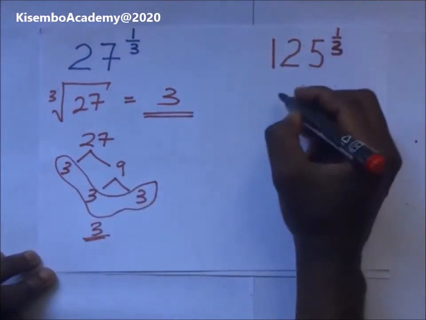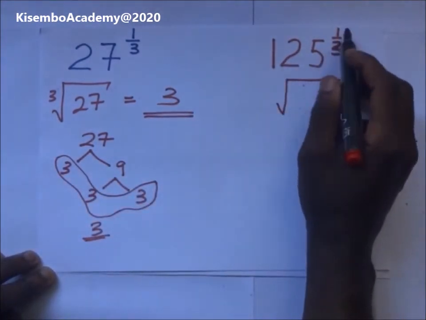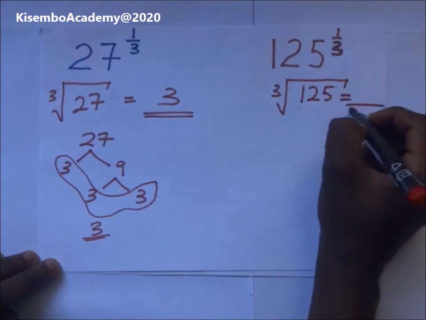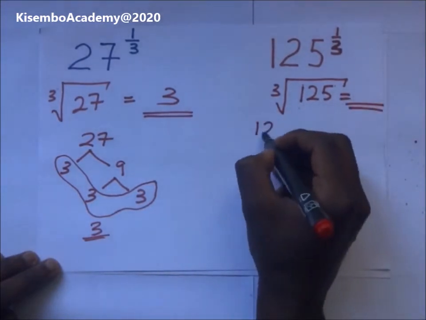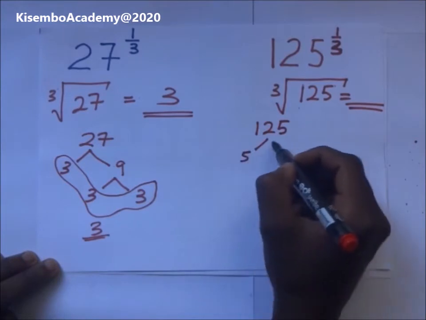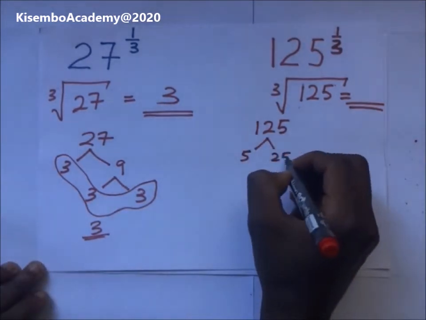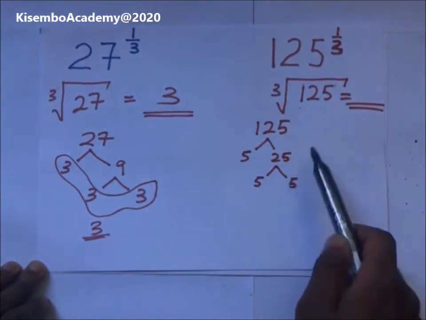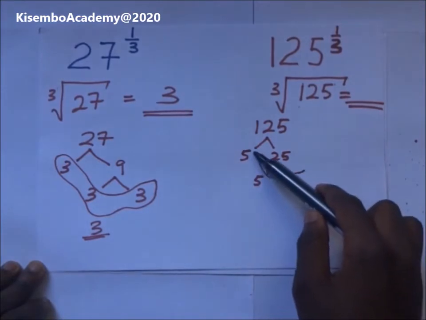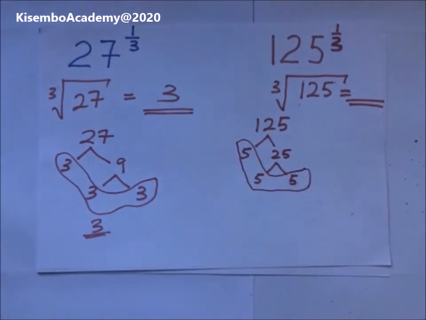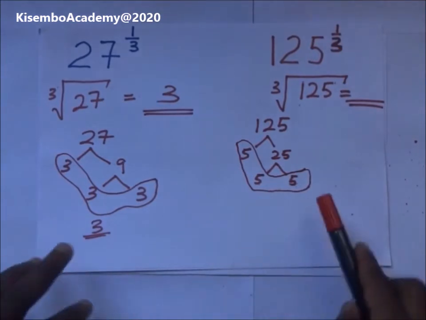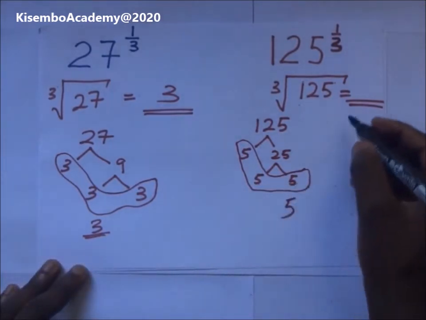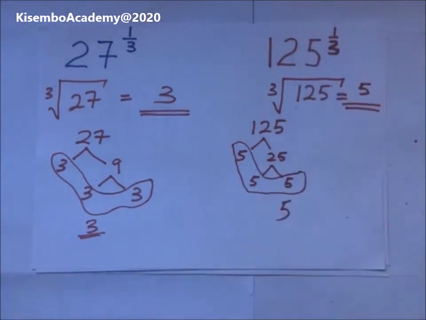Same as this, 125 to the power 1 over 3 is the same as the third root of 125. What's the answer? Let's look for the answer. So 125 divided by 5 we have 25. By 5 we have 5. Since it's third root, you group the factors in groups of 3's. And after grouping them, from each group you pick one. So here we only identified one group, we pick one, and definitely the answer here is 5. So the third root of 125 is 5.